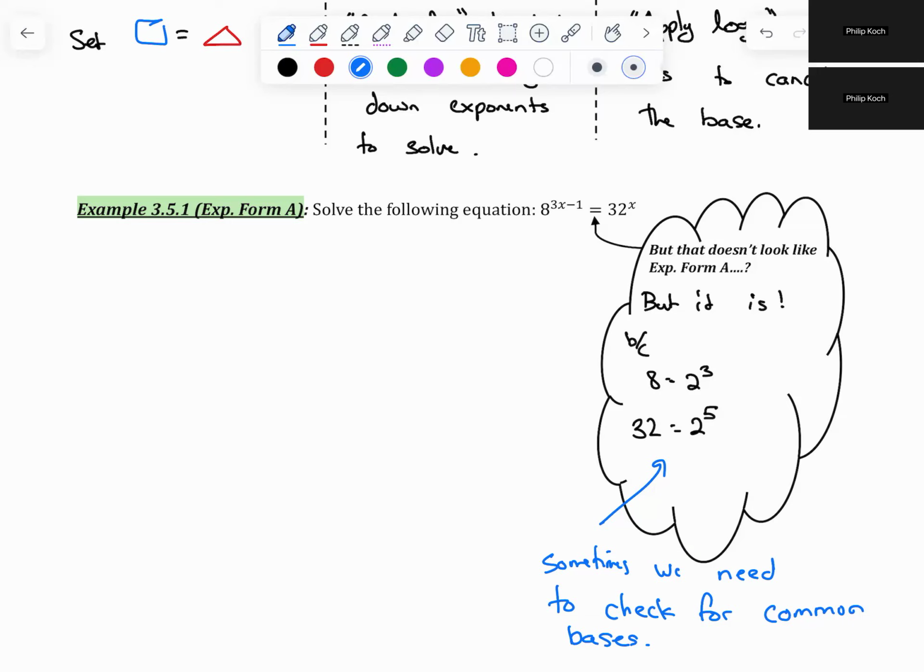So, going through the step-by-step process. Step 1, we've got them equal to each other. So that's 2 cubed raised to the 3x minus 1 equals 2 to the 5th raised to the x. We're changing 8 into 2 cubed and 32 into 2 to the 5th. And so we've got a power raised to a power, which means you multiply the exponents. So this is 2 raised to the 9x minus 3 equals 2 to the 5x.